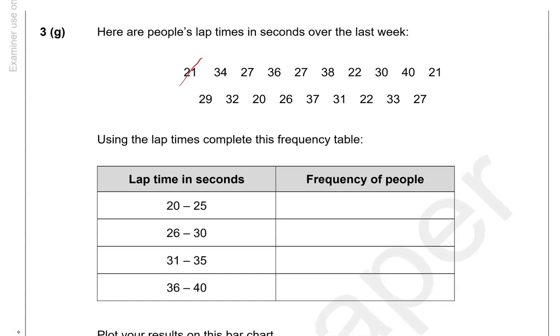So here is 1, 2, 3, 4, 5. For 26 to 30, 1, 2, 3, 4, 5, 6.